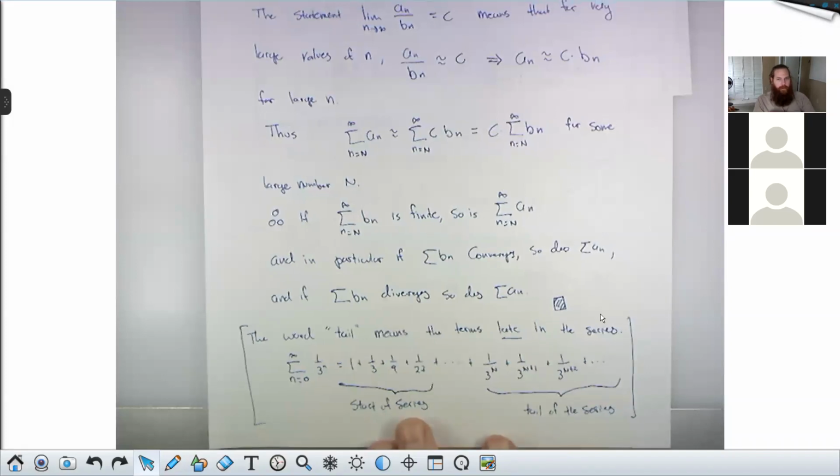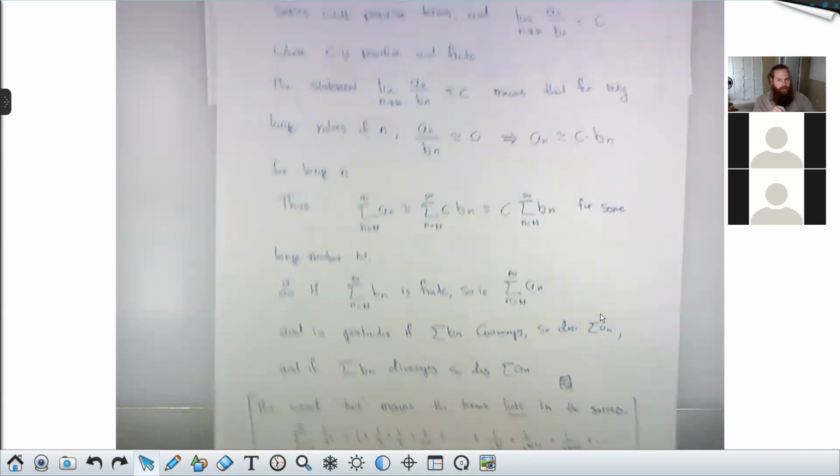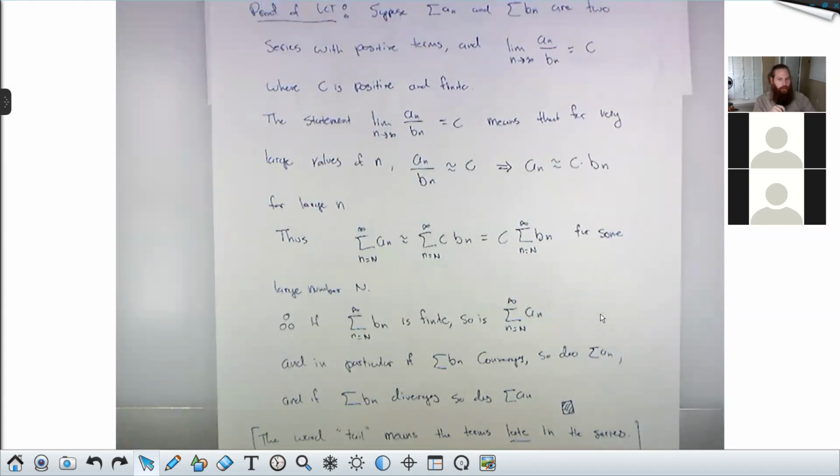So I'm gonna bring this down to cover up the definition of tail here because it's not really necessary. And I'm gonna leave this here for a minute so everybody can fill in anything that's missing in their notes.